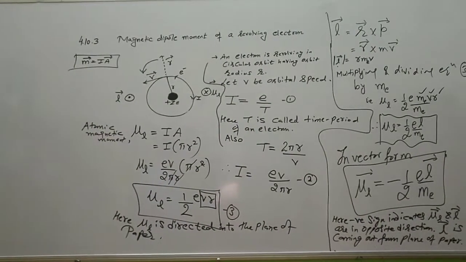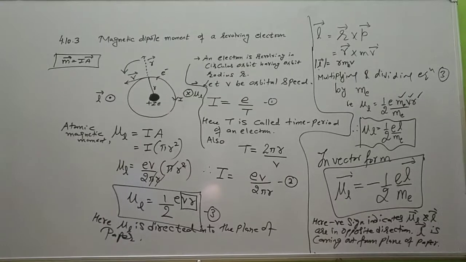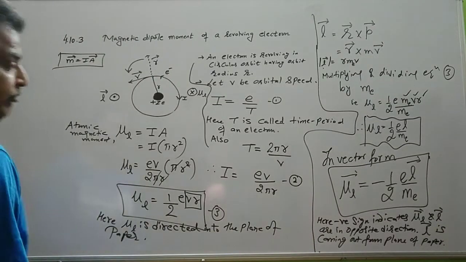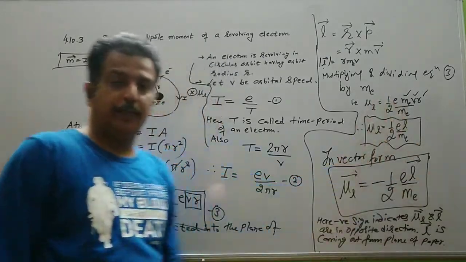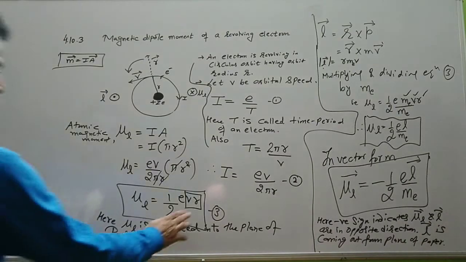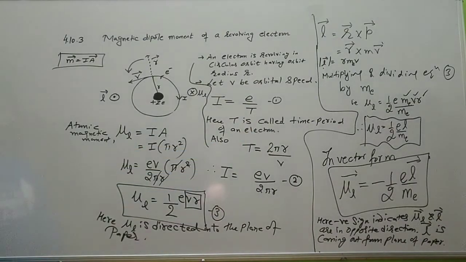So this is the formula of atomic dipole moment in the form of angular momentum. So we have two formulas for atomic magnetic moment. One is in the form of evr and the other is in the form of angular momentum.